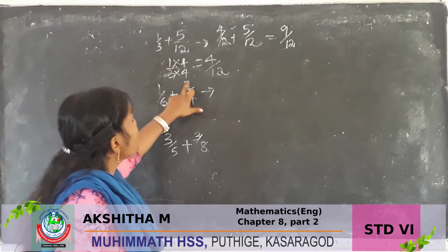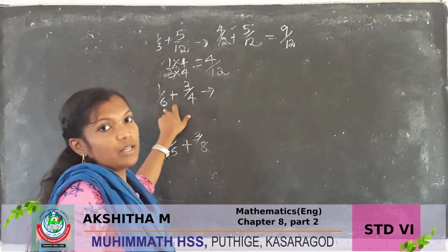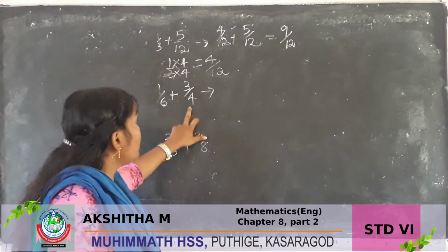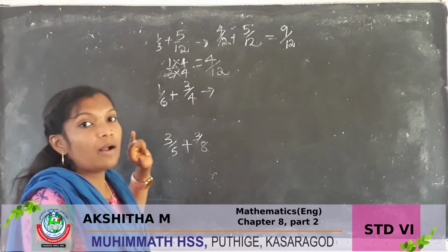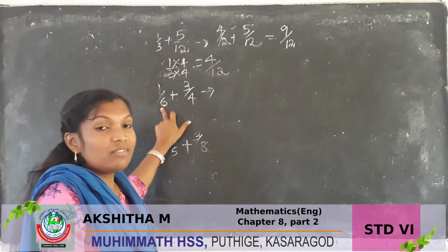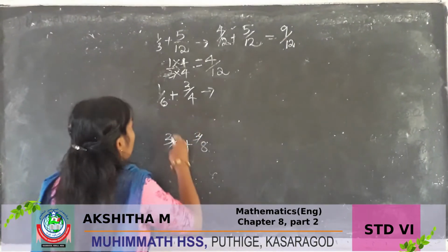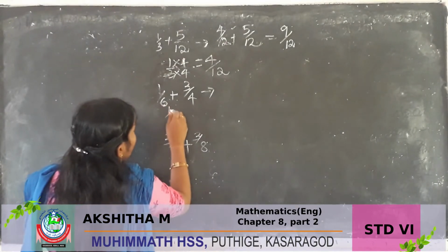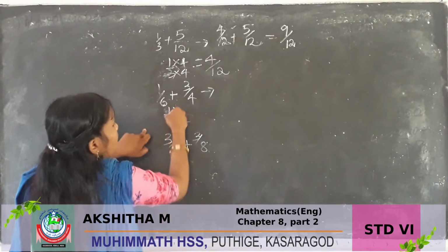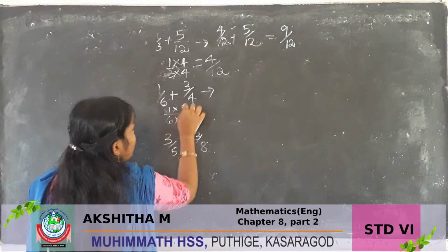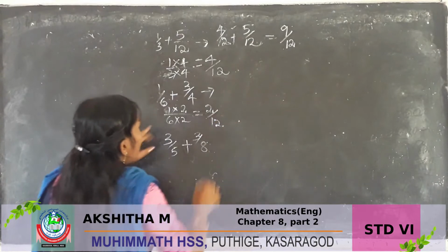1 by 6 plus 3 by 4. Here also you can see different denominators. So first we have to make the denominator same. Which is the common multiple of 6 and 4? 12 is the common multiple of 6 and 4. So 6 into 2 is 12. We have to multiply by the same number. 1 into 2, so we get the fraction 2 by 12. And here 3 by 4.